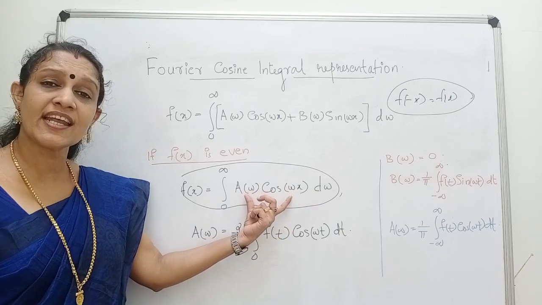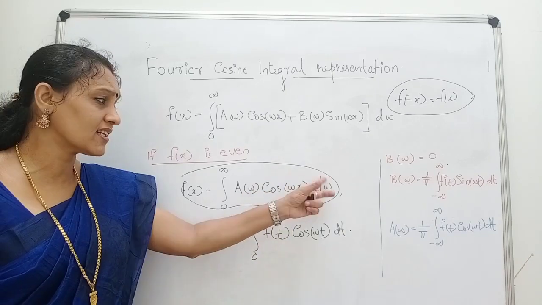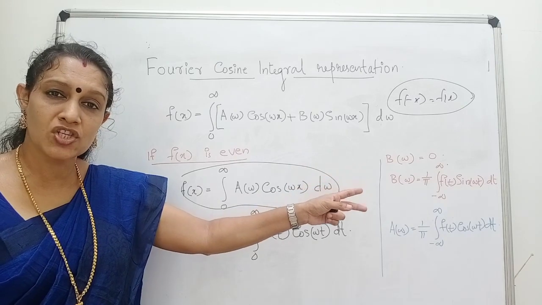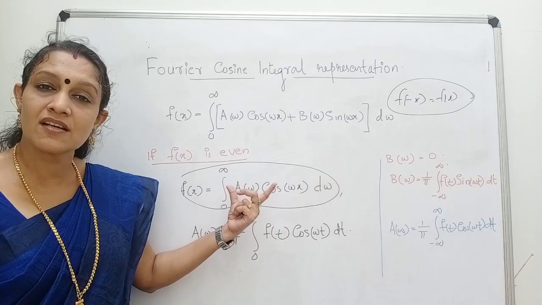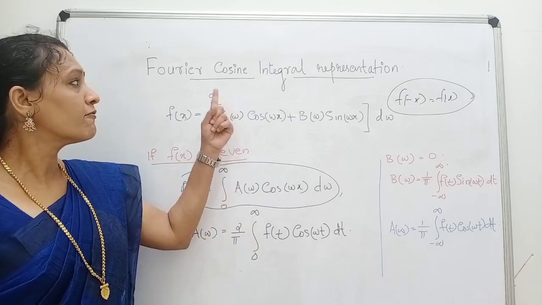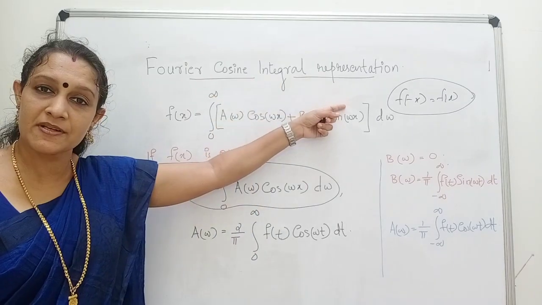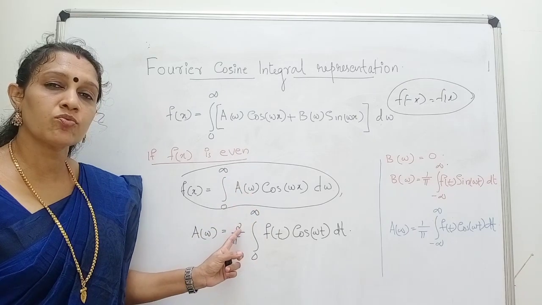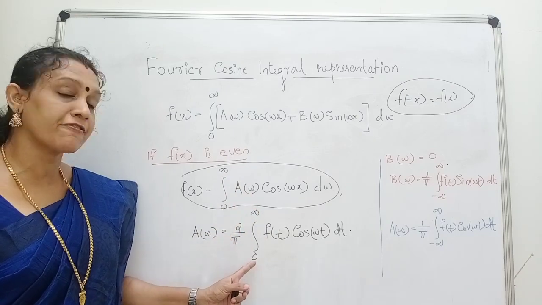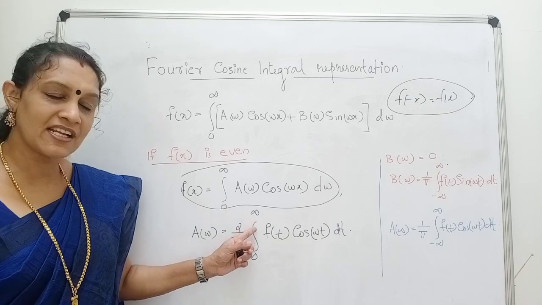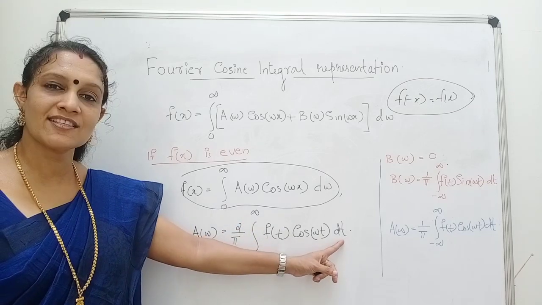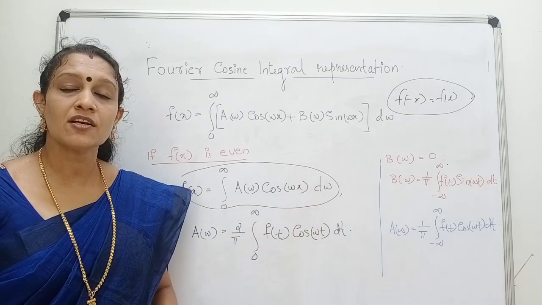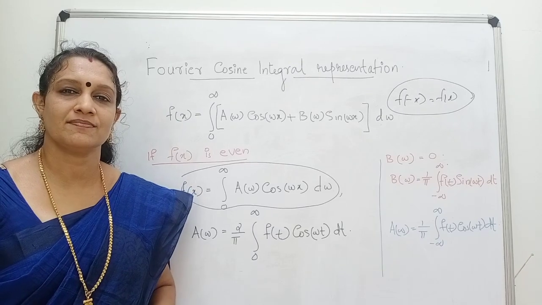This integral contains only the cos function, right? It doesn't contain any sine function. Therefore, these types of integral representations are called Fourier cosine integral representation. And keep in mind, in this a omega is not 1 by pi, it is 2 by pi times the integral from 0 to infinity f of t cos omega t dt. Okay, this is Fourier cosine integral representation.